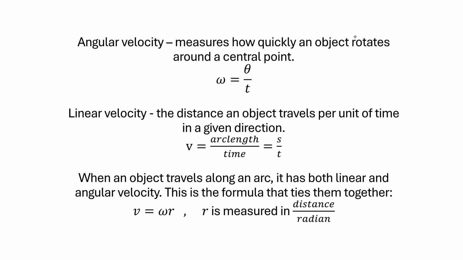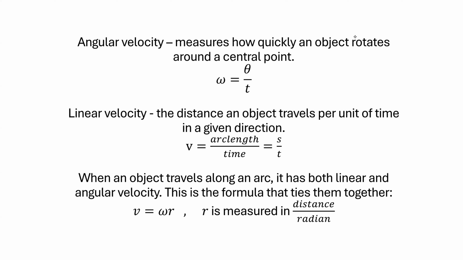Angular velocity measures how quickly an object rotates around a central point. So you guys can think of maybe a dryer. All your clothes rotate around a center point, the middle of it. You can think of a yo-yo. As you spin a yo-yo, if you spin it in a circle, it's going around a central point. Angular velocity measures how quickly it does that, how quickly it rotates.